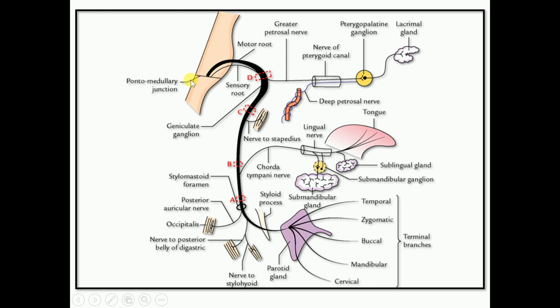Now it has two roots, a large motor medial root that is called the facial nerve proper and a small sensory root that lies on the lateral aspect, that is also called the nervus intermedius. Now the two roots arise from the pontomedullary junction lateral to the superior end of the olive of the medulla oblongata. The sensory root lies between motor root of facial medially and vestibulocochlear nerve laterally.